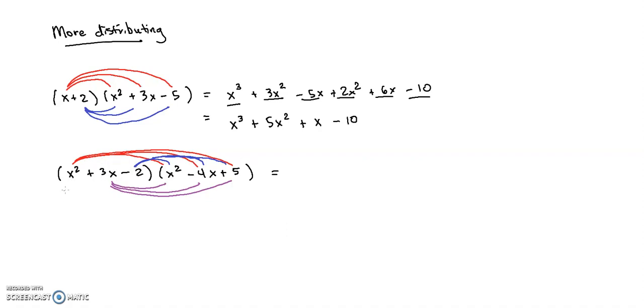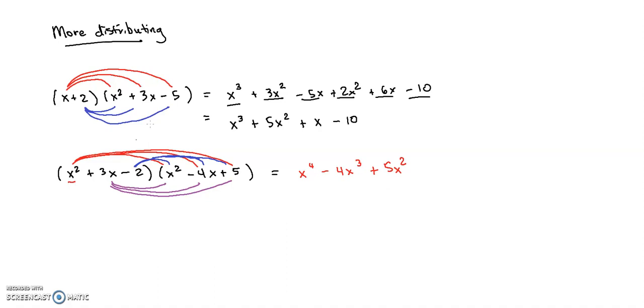Okay, so I'll do this color-coded so hopefully you can follow. So I've got x squared times x squared is x to the 4th. I've got x squared times negative 4x would be minus 4x cubed. And x squared times 5 would be plus 5x squared. Okay, so the red is distributing out the x squared.